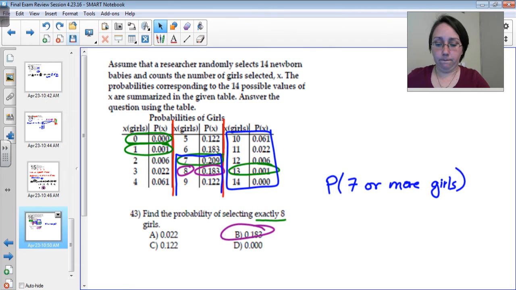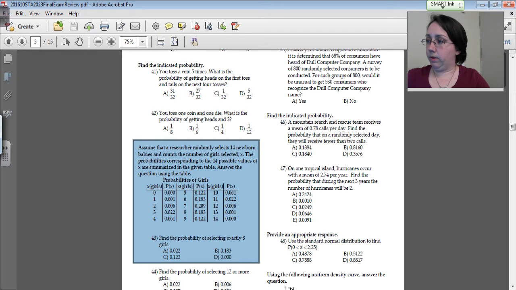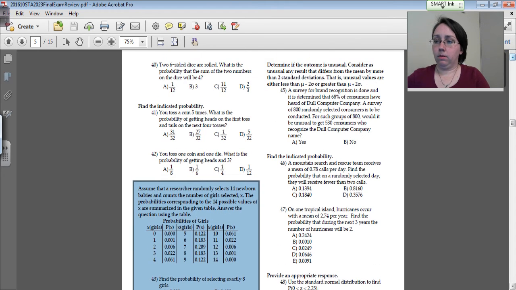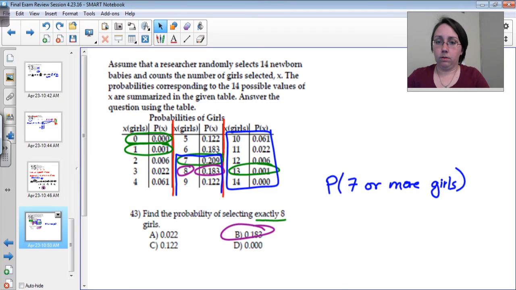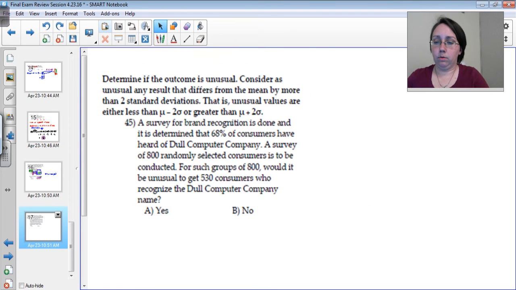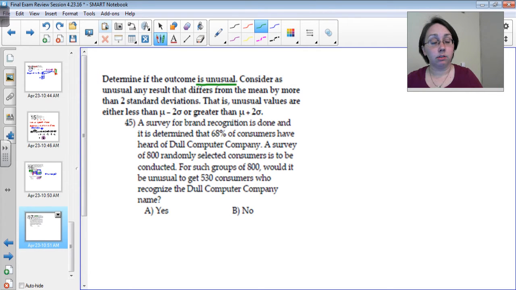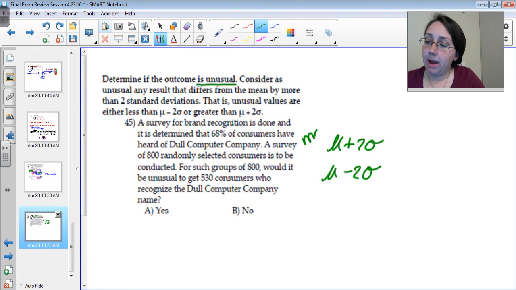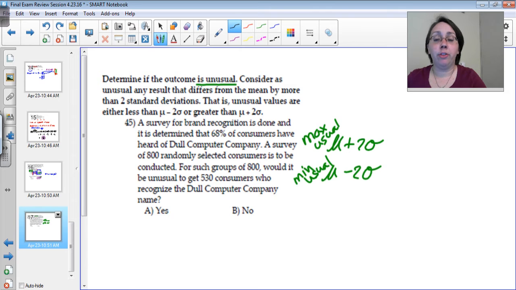Can you do 45? Determine if it is unusual. And it tells you what unusual means: consider unusual any result that differs from the mean by more than 2 standard deviations. So if we find mu plus 2 sigma and mu minus 2 sigma, this would be our maximum usual, and this would be our minimum usual. What we need to do is read this problem, find the mean and the standard deviation, and then the number we're trying to determine whether usual or not.